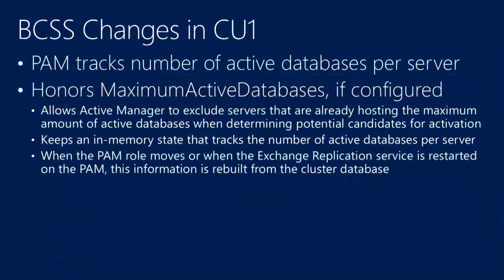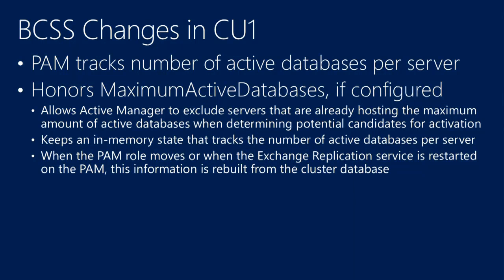All right, there are a couple changes to the best copy and server selection that we had in CU1. It's really the fact that we're now having the primary active manager track both the number of active databases per server and the maximum active databases parameter if that is configured. We didn't track that in 2010, and that was kind of a bummer because it meant that we could get pretty far in the failover process. We could actually have picked the database and picked the server, and when we go to try to mount it, that's when we get a message saying, sorry, too many databases, can't mount it, go try another server. And so we would have to rerun the whole process again.